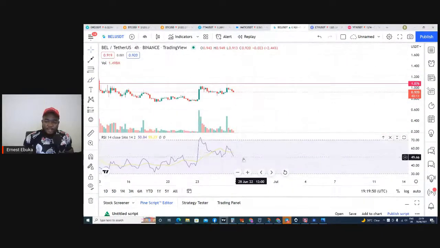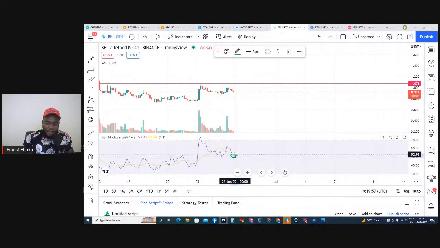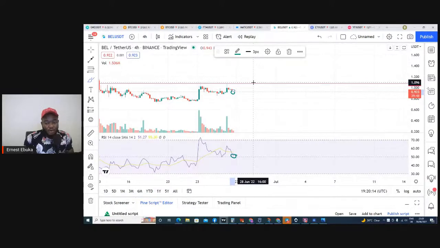Now, let's use what is currently happening. Now RSI is here. This place is actually 50, sideways. Now the price is here. There is a possibility that this RSI may turn here and start going up, and the price will also follow it and start going up.